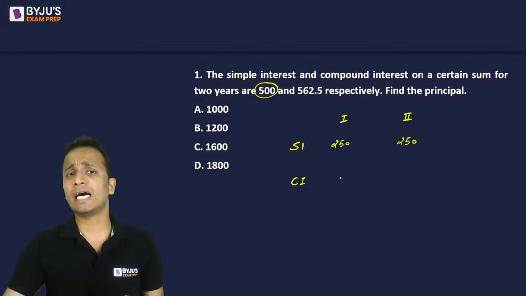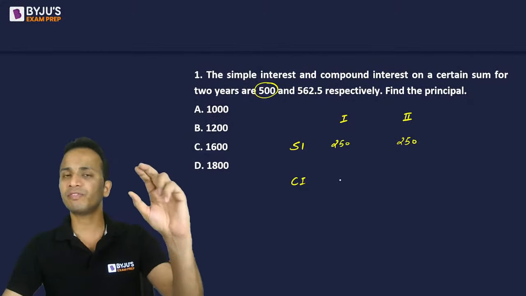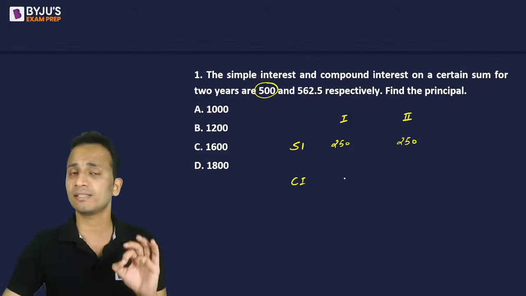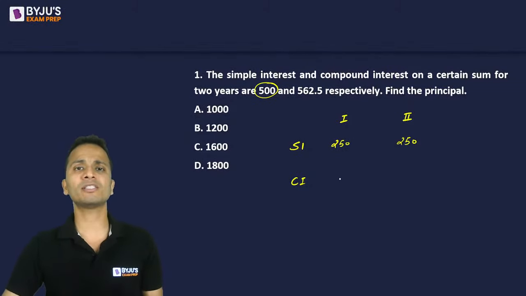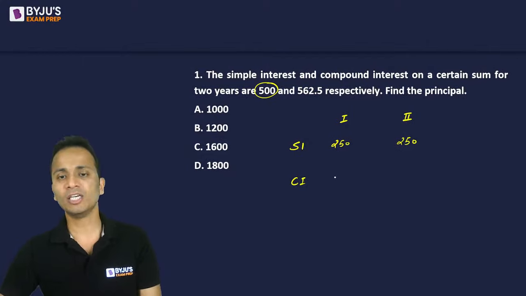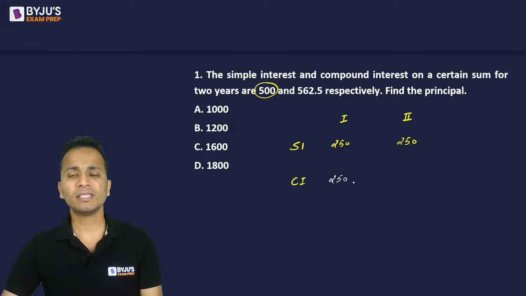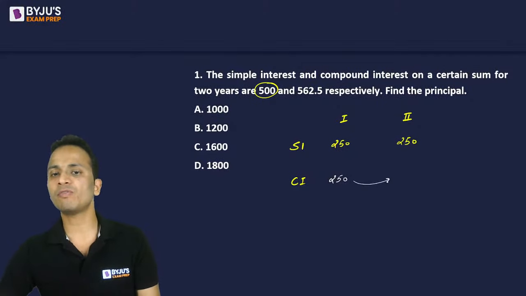Now let's talk about the compound interest. Again, the logic says that simple interest for the first year and compound interest for the first year, they both are same because they are calculated on the same initial value. Right? So the compound interest for the first year will be equal to the simple interest of first year, and that is 250.